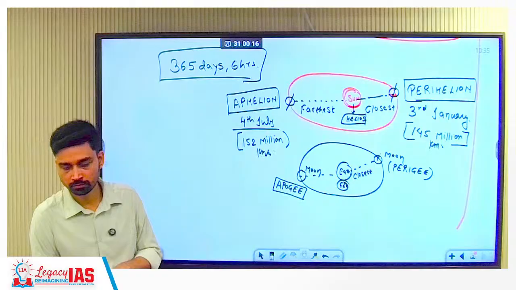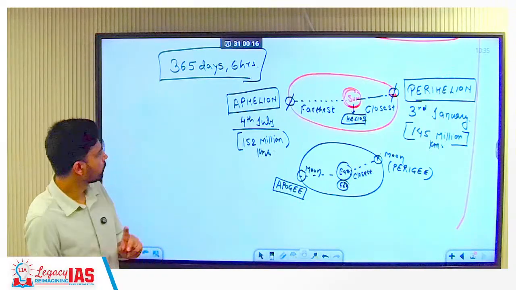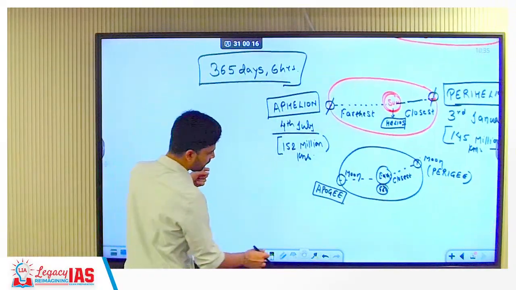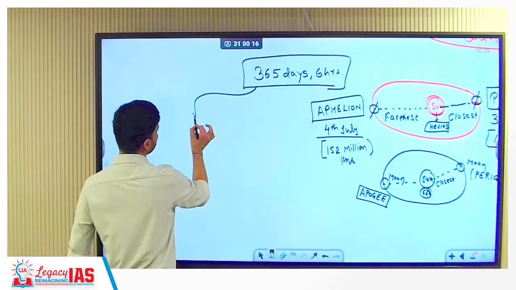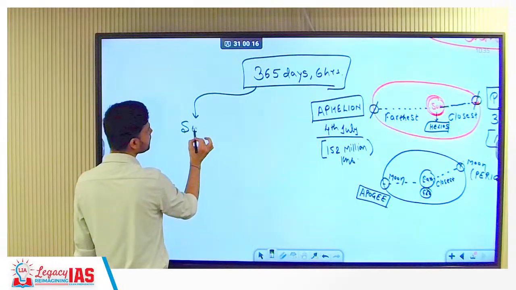Right? Understood? Clear? So that is the point. Now there is one other effect of revolution that we experience, and that is the occurrence of season on the earth.